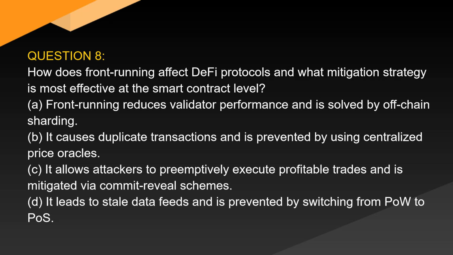Question 8. How does front-running affect DeFi protocols, and what mitigation strategy is most effective at the smart contract level? A. Front-running reduces validator performance and is solved by off-chain sharding. B. It causes duplicate transactions and is prevented by using centralized price oracles. C. It allows attackers to preemptively execute profitable trades and is mitigated via commit-reveal schemes. D. It leads to stale data feeds and is prevented by switching from PoW to PoS.